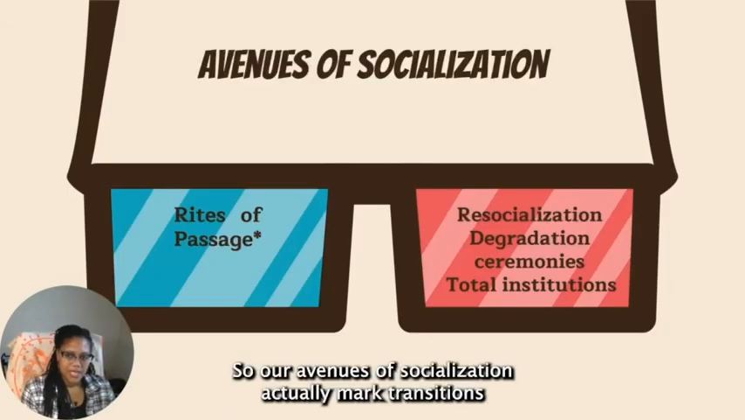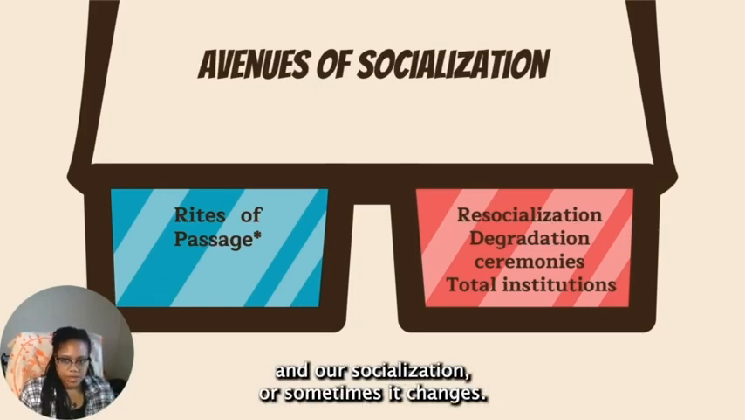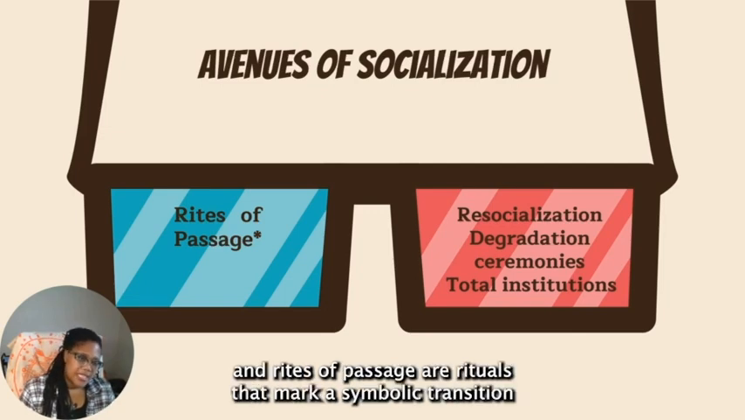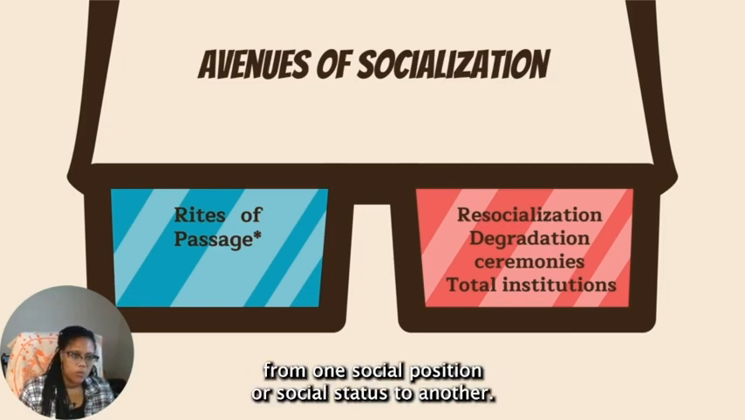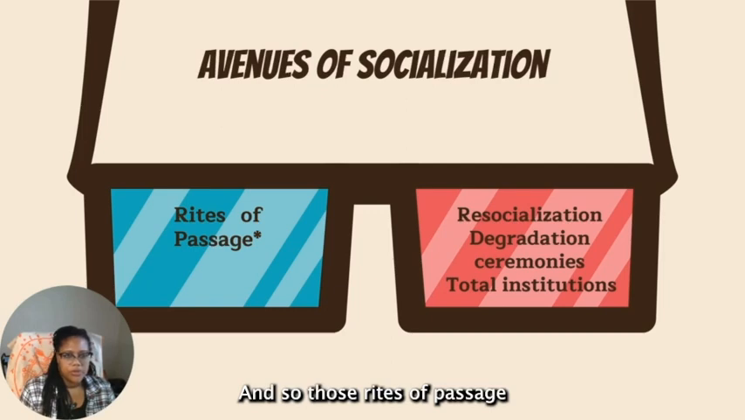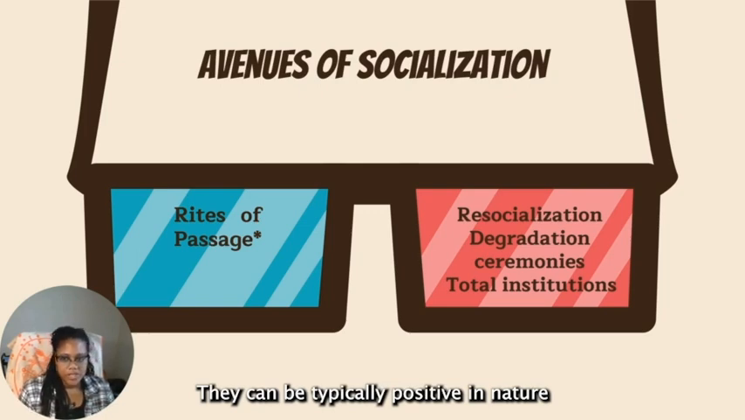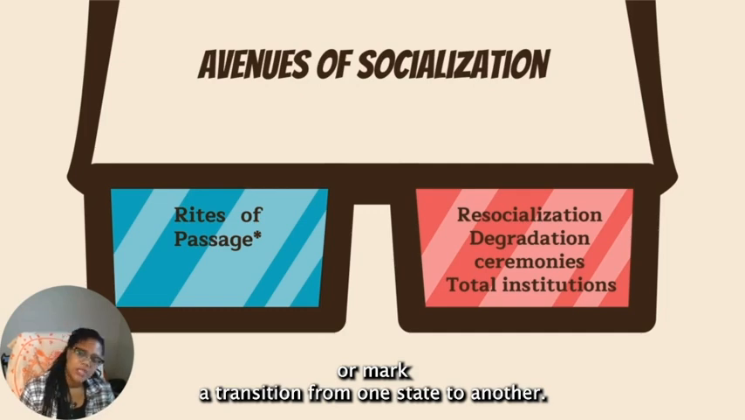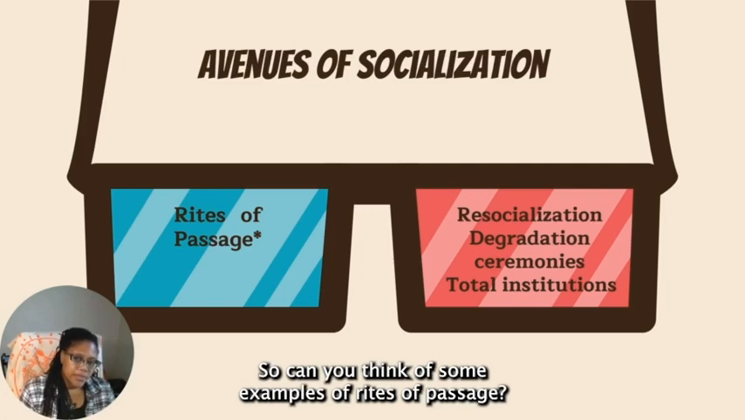So, our avenues of socialization actually mark transitions in our socializations or sometimes complete changes. One avenue of socialization is a rite of passage. Rites of passage are rituals that mark a symbolic transition from one social position or social status to another. And so those rites of passage can include celebrations. They can be typically positive in nature and aim to incentivize or mark a transition from one state to another. So, can you think of some examples of rites of passage?